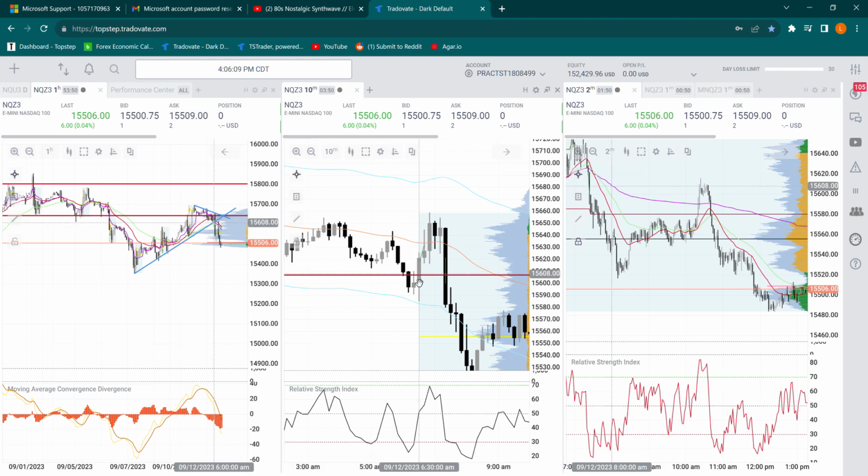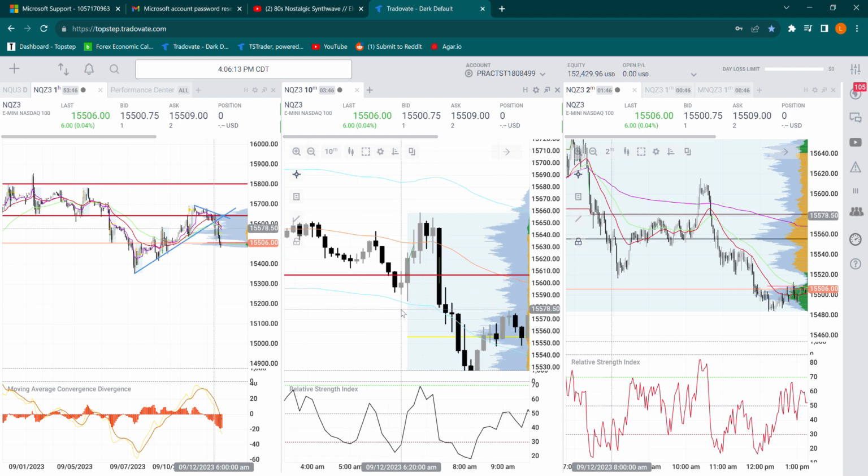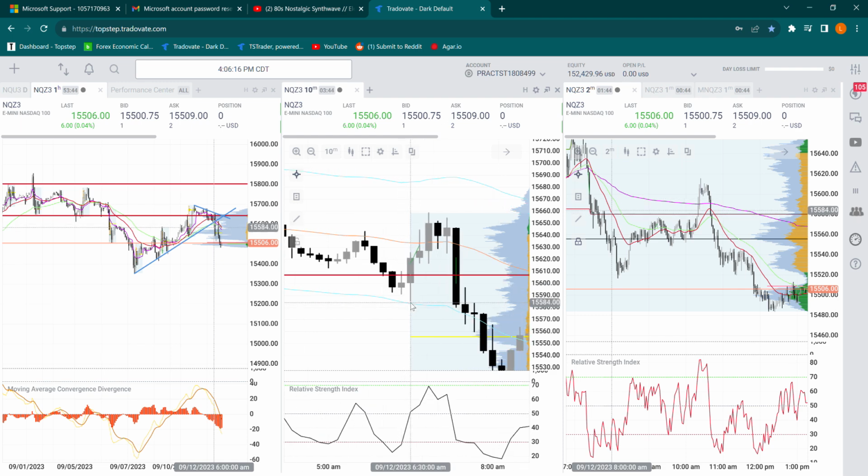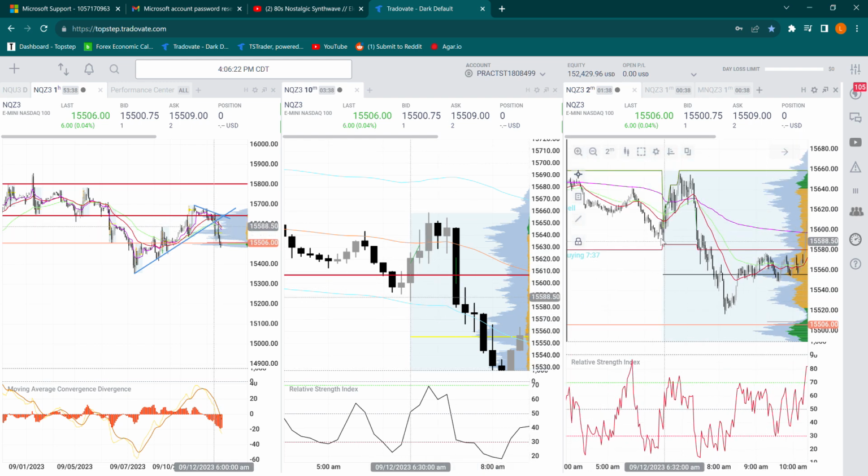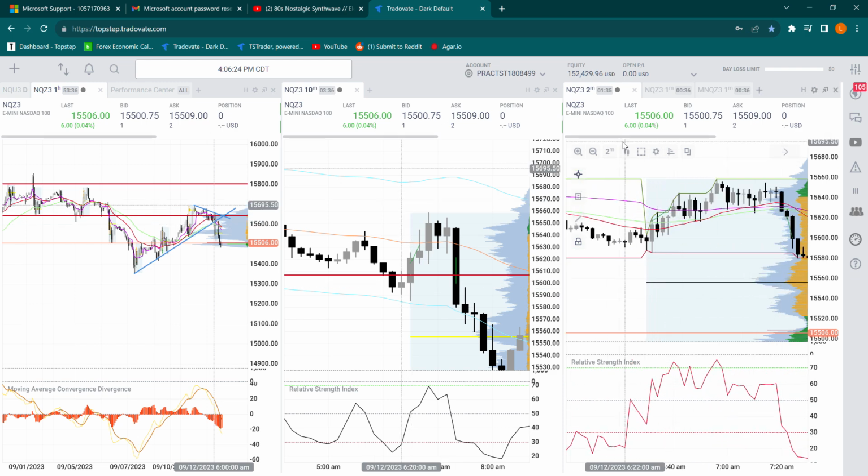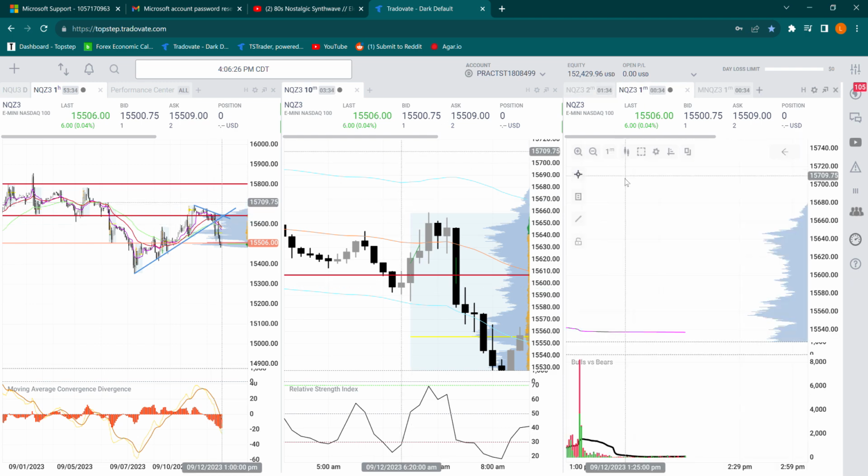But the idea was that we were coming up on the Keltner, this bottom, and we rejected it. And what it looked like on the 1 minute, I guess this is the 2 minute, we'll go to the 1.